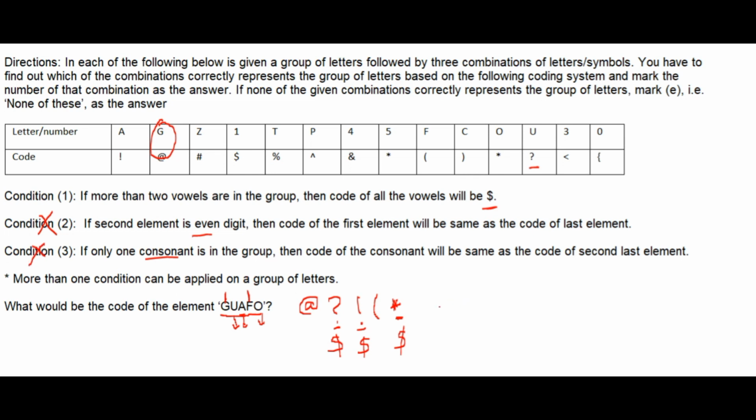So what will be our final answer? Our final answer will be at the rate, dollar. Why will it be dollar? Because there are more than two vowels, so this one will also be dollar. Then after that this symbol, then after that this symbol. So our final answer will be this one.